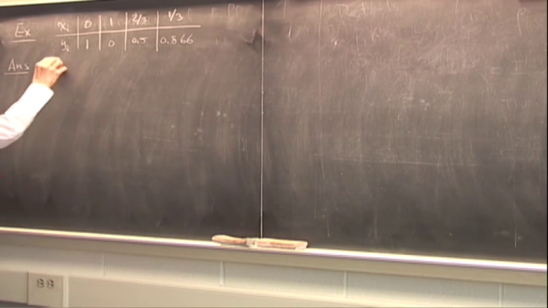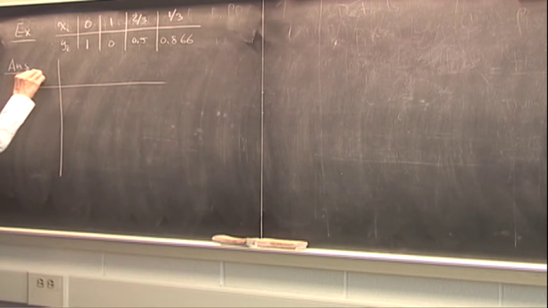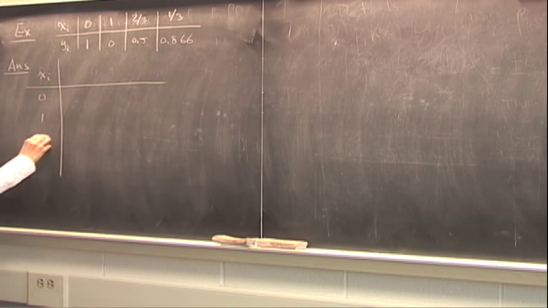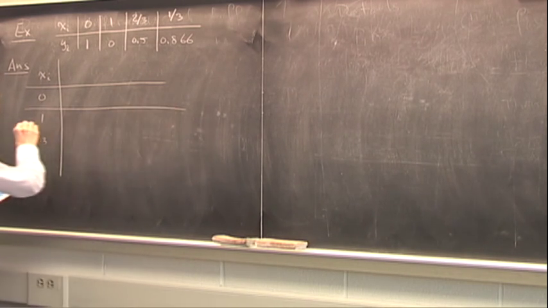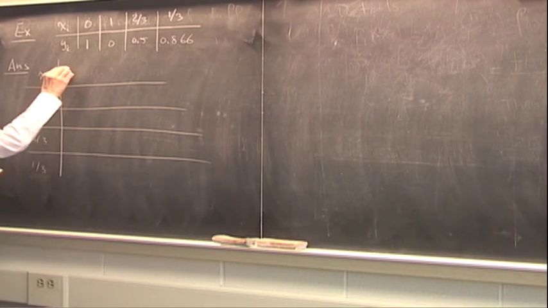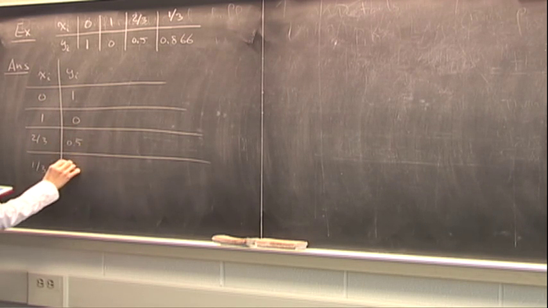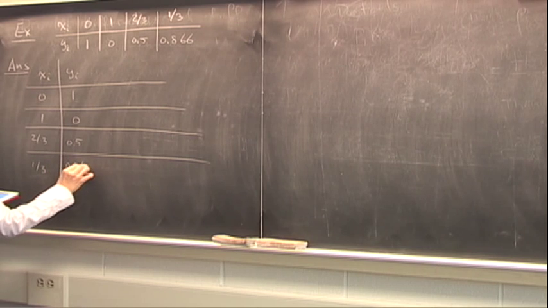table as we did there. So just follow it. It's nothing very fancy. So xi, what will I have? 0, 1, 2/3, 1/3, right? So let's set this up. Okay, so putting the yi, so 1, 0, 0.5, 0.866.